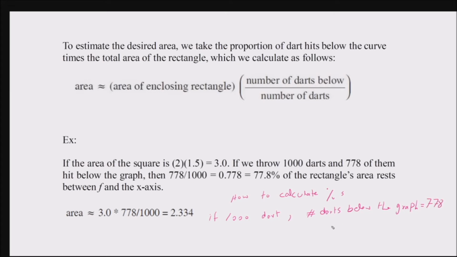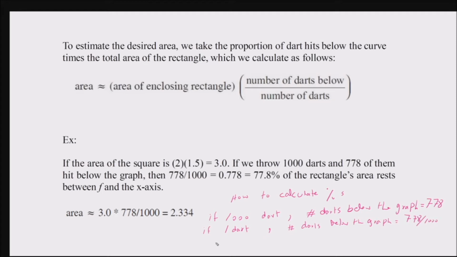778, right? Then if one dot, then the number of dots below the graph will be what? So to get 1 here, you have to divide this part by 1000. So in this case, I have to divide the other side by 1000 as well, right? So that's how we get that.